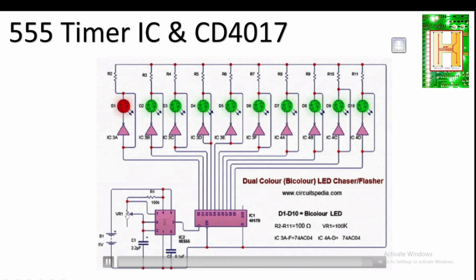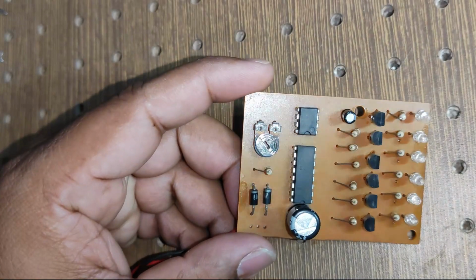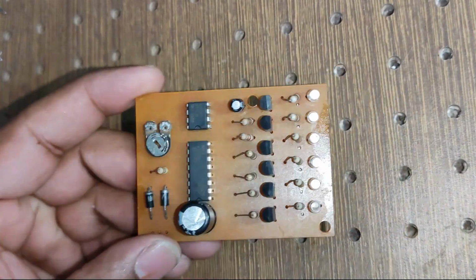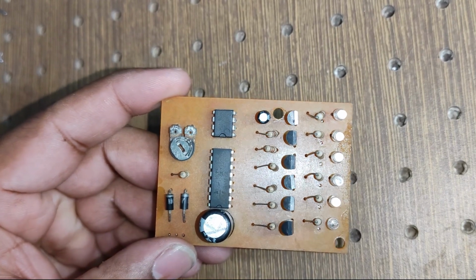As the frequency goes on increasing, the clock pulse is increasing, and the speed also goes up. Okay, so let us see how it works practically. Friends, you can see that I've got this LED chaser, which is easily available in the market or online on Amazon or Flipkart.